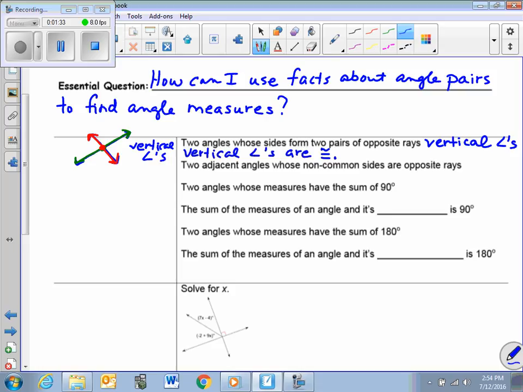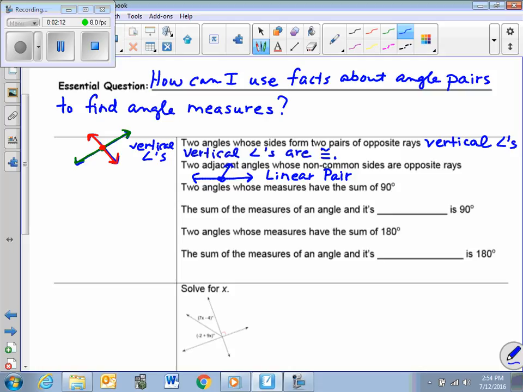And we've got next two adjacent angles whose non-common sides are opposite rays. So let's draw some opposite rays here. I'll do this right underneath. So there are opposite rays, and remember, adjacent angles just means that they share a side, so it doesn't matter where I draw this other side. But what I got there is adjacent angles whose non-common sides are opposite rays, and this is known as a linear pair. That's a linear pair. A linear pair will always be adjacent angles.